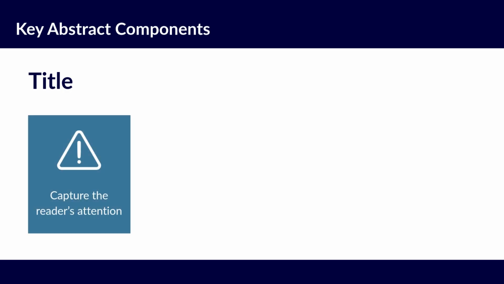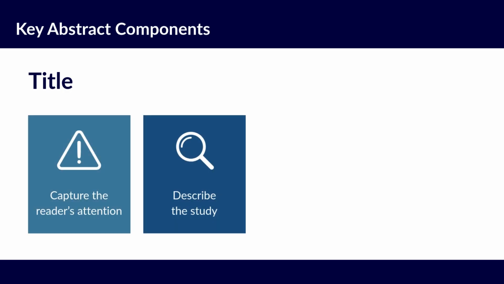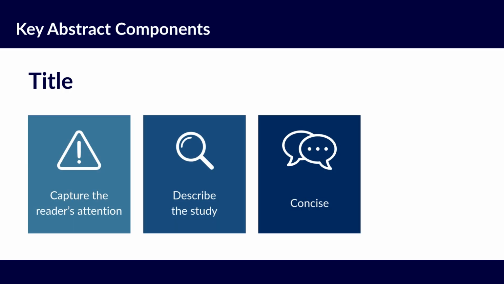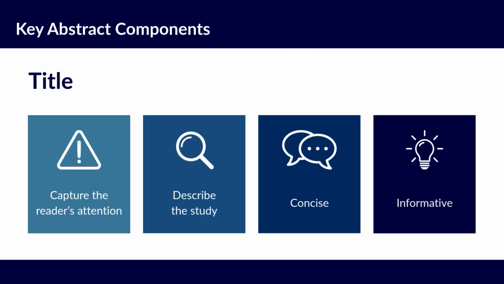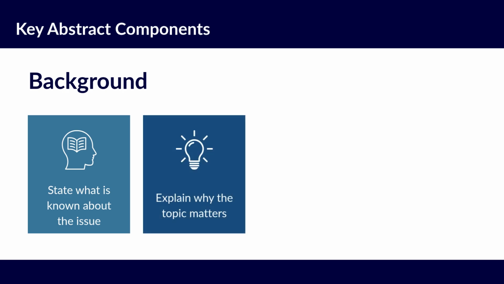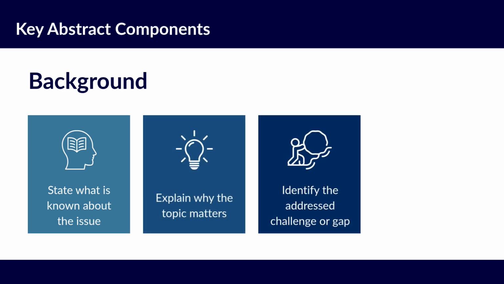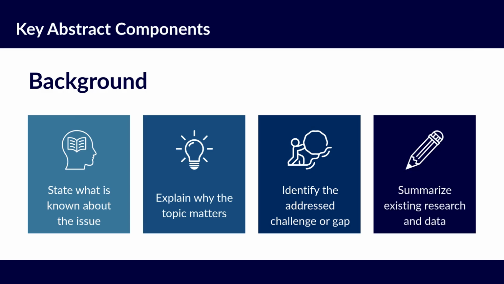Let's break down each component. So the key components of your abstract should include the following. First, a title. The goal of a strong title is to capture the attention of the readers by describing the study. The title should be concise and informative. Next is the background. What is known about the problem or issue that you are addressing? Explain why the topic matters, identify what gap or challenge is being addressed, and summarize the existing research and data.